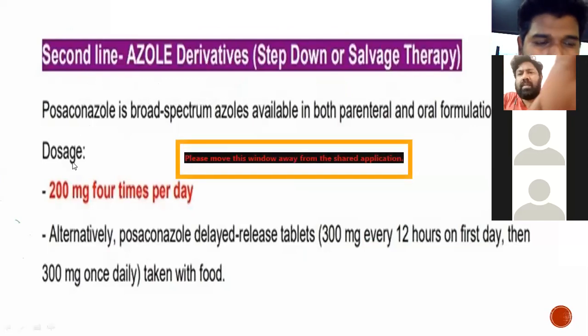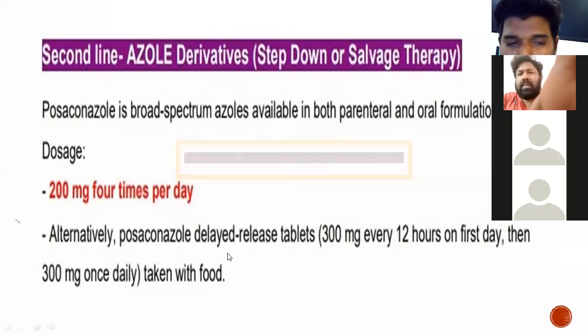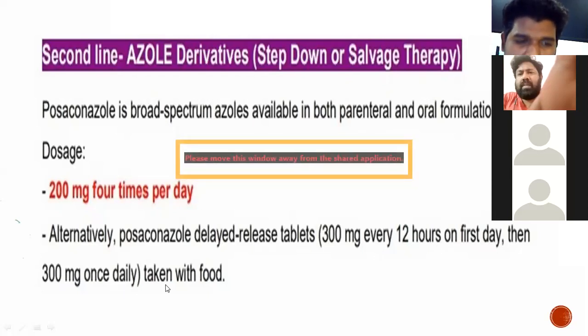This azole derivative is posaconazole. It's not a very good drug. It's a broad spectrum azole available in both parenteral and oral formulations. As far as my knowledge is concerned, I have used only the suspension form, 200 milligram 4 times per day. Alternately, there are tablets, 300 milligram every 12 hours on the first day, then 300 milligram once daily taken with food.